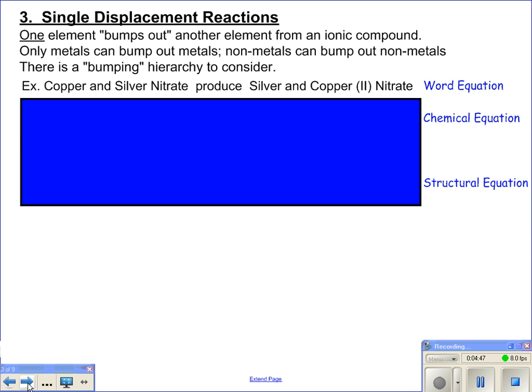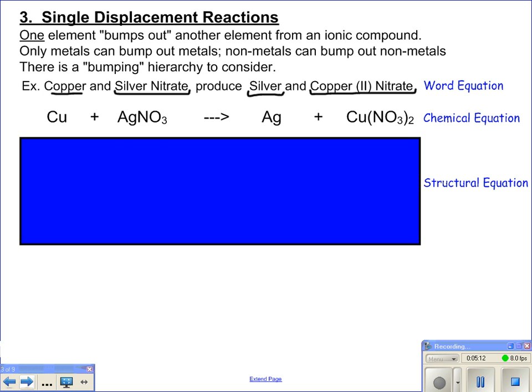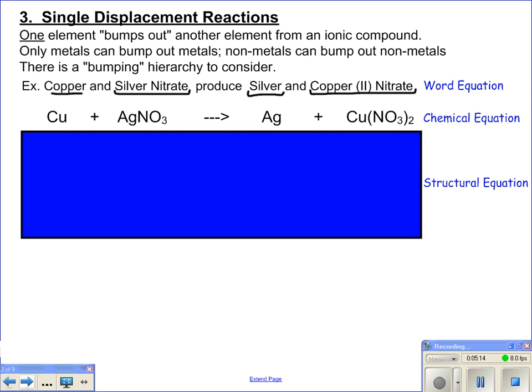So we take copper as a metal element and react it with silver nitrate, which is an ionic compound. We notice that the products of the reaction are elemental silver, which is neutral, and copper(II) nitrate, which is ionic. And so you can see that copper takes silver's place and bumps silver out to be on its own. If we convert that word equation into a chemical equation, it would look like this.